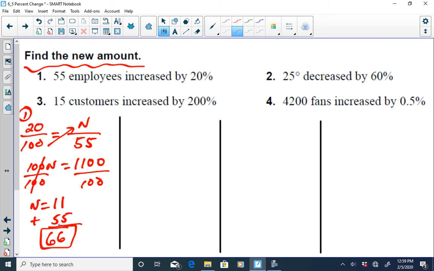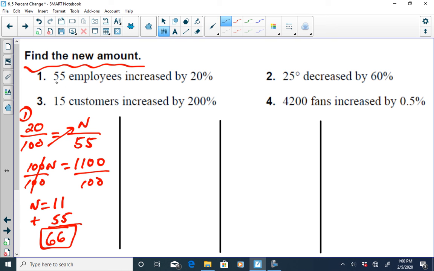Now that's how you would do the problem if you're doing it in two steps. There's a way to do the problem in one step, and sometimes students like to do the problems in one step. So if I'm doing it in one step, here's what we have to realize. That if we're increasing those 55 employees by 20%, the new amount percent is going to be 120% of the original amount.